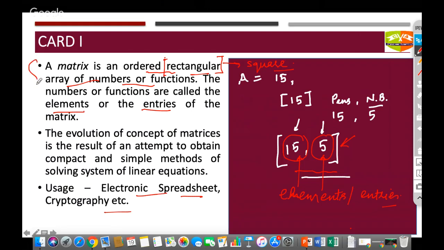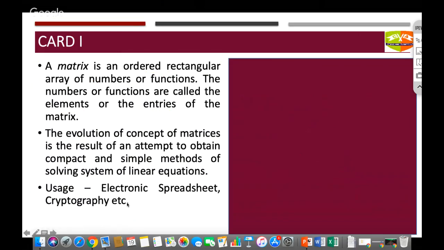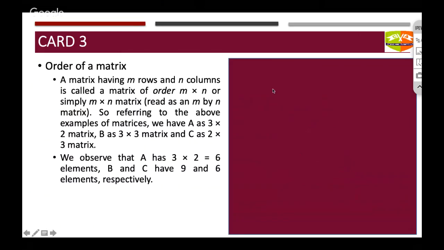This is the definition of matrix, which says that it is an ordered rectangular array of numbers or functions. And basically it was evolved to solve simple linear equations, because we already had methods, and while discussing other methods, this particular method evolved.